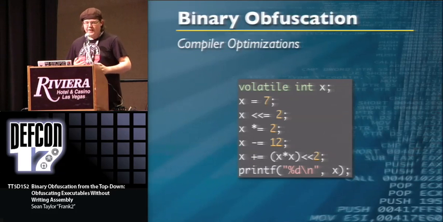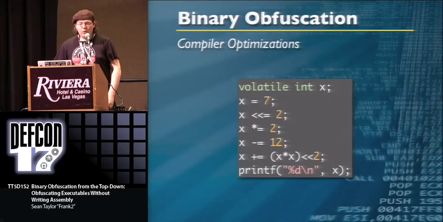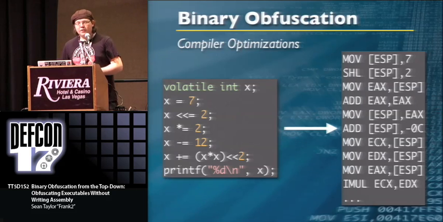But if we put in the volatile keyword, then a whole bunch of weird stuff happens. This is the exact same code, obviously. This is what happens when you actually compile it. 7 gets moved into a pointer on the stack, and then that variable gets shifted over, and it's basically literally copying every single thing we did.